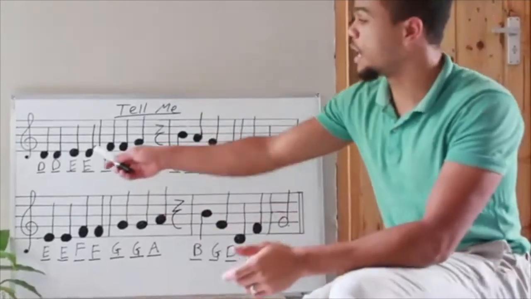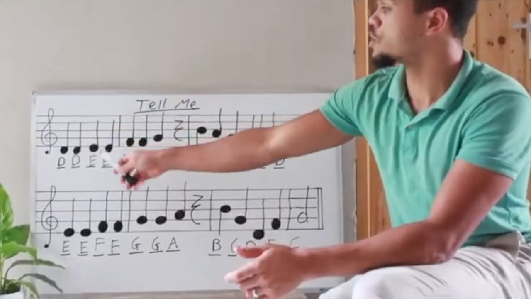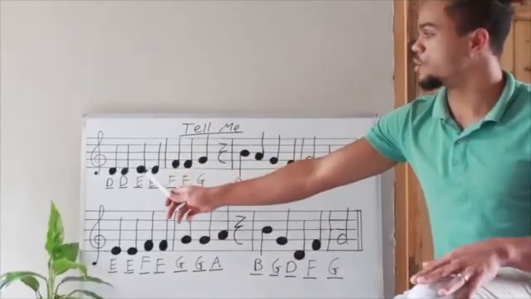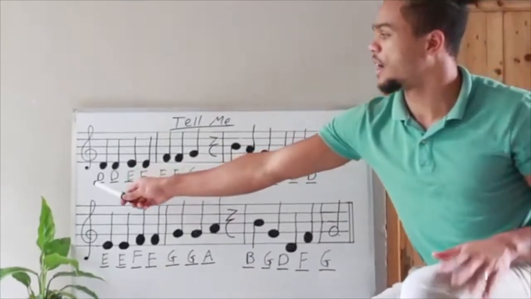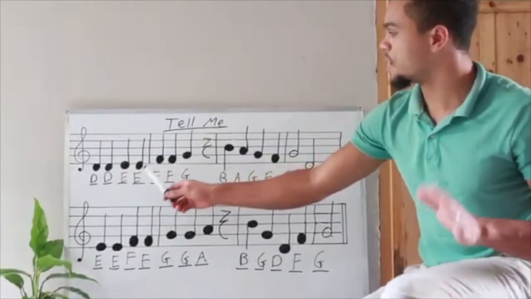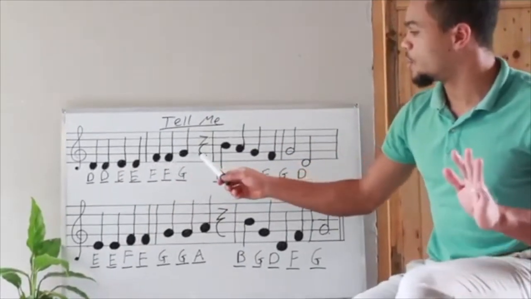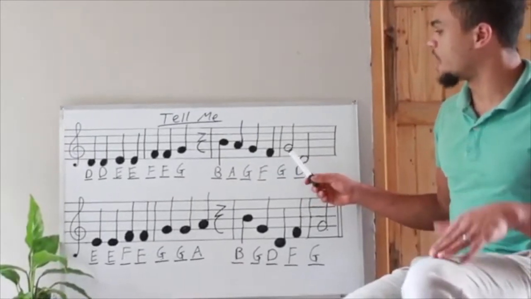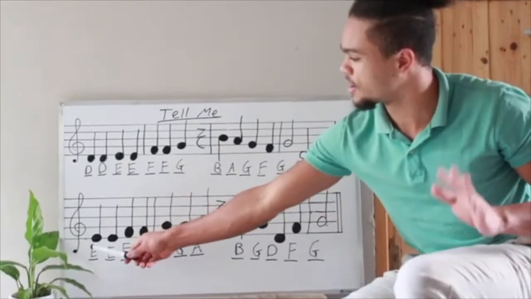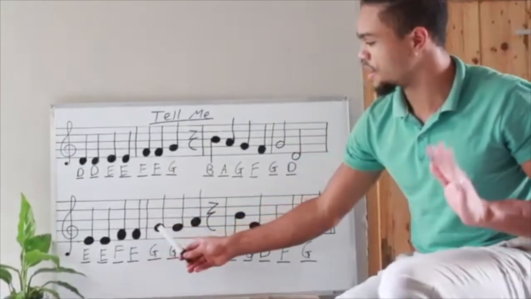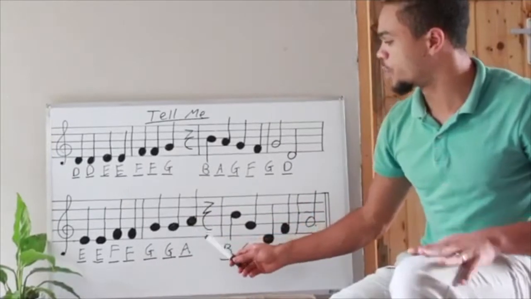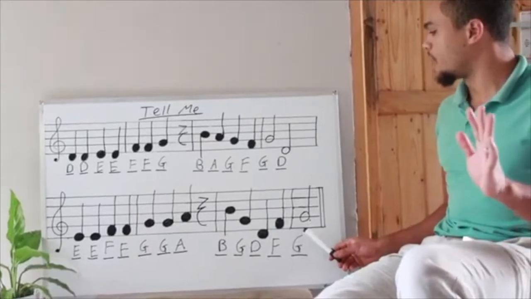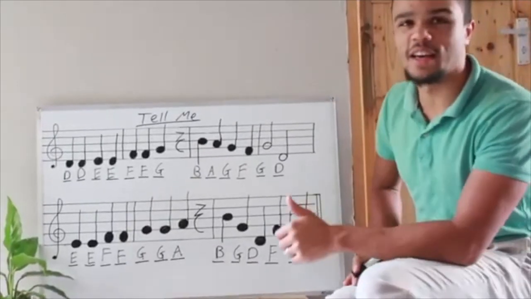So let's try and read out the rhythm, and then we'll say the notes according to the rhythm. Alright, so let's say the rhythm. This is my beat. One, two, three, let's go. Ta, ta, ta, ta, ta, ta, ta, rest. Ta, ta, ta, ta, ta, ta, ta, rest. Ta, ta, ta, ta, ta, ta, ta, ta, ta. Now let's try and say it all together.